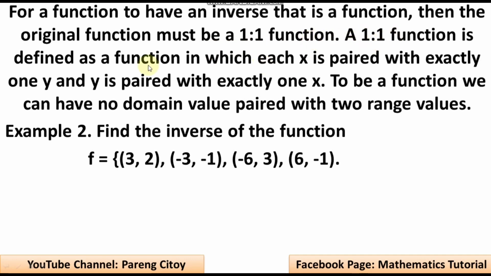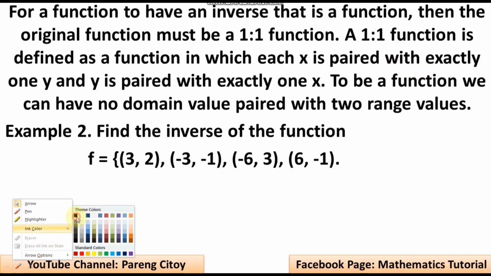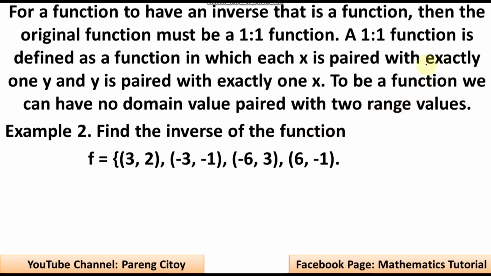A one-to-one function is defined as a function in which each x is paired with exactly 1 y. Remember, with exactly 1 y. Remember this one. You need to remember this. Exactly 1 y, and y is paired with exactly 1 x. Remember, to be a function, we can't have one domain value paired with two range values. For example, in this given, find the inverse of the given function.